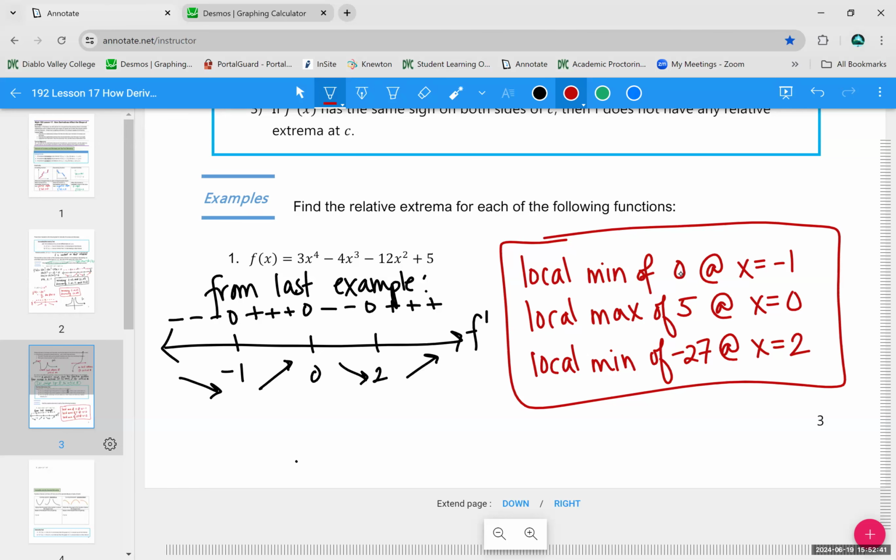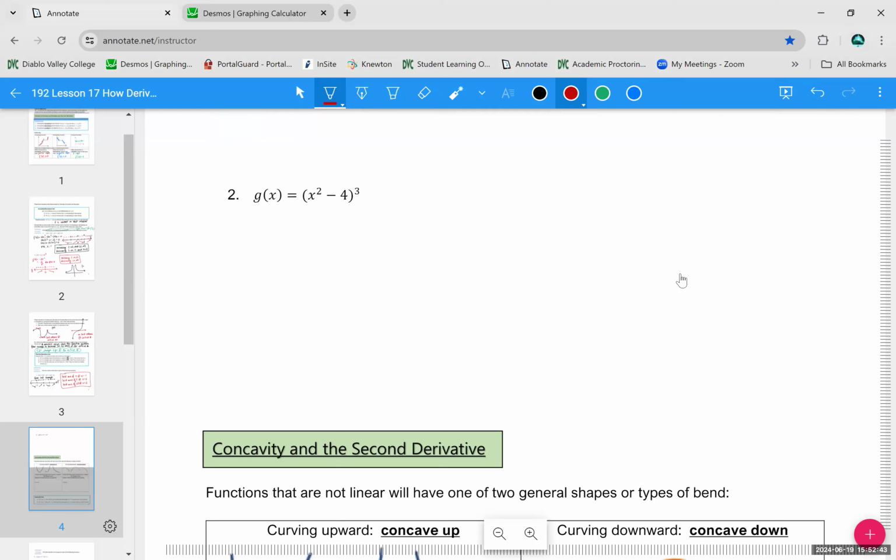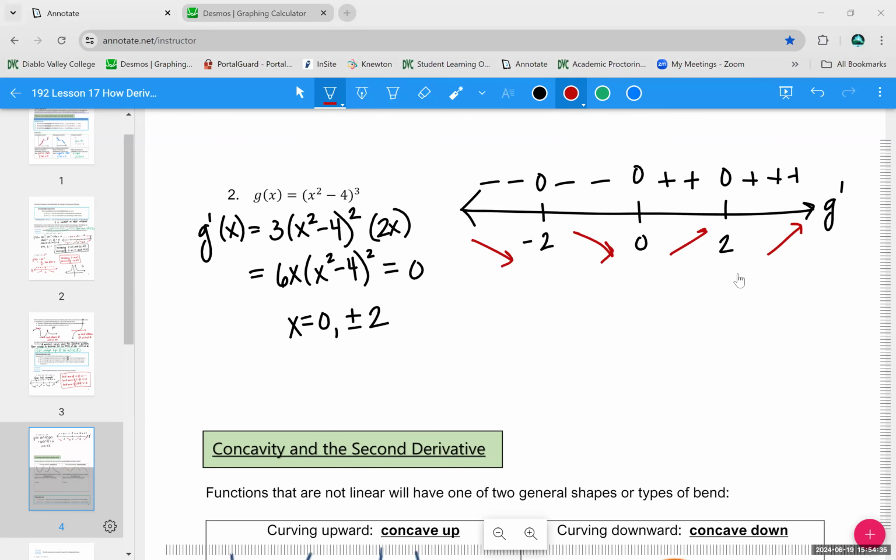Okay. So what I'd like you to do one more time, pause the video and do the same process. We haven't done the sign chart for this one yet. So you're going to need to take the derivative, create the sign chart, and then tell me whether there's maxes or mins. So go ahead and pause and give that a try. Okay, so let's see what we got.